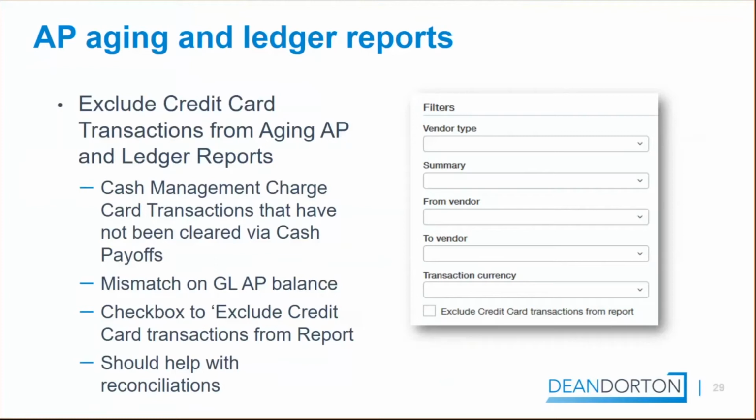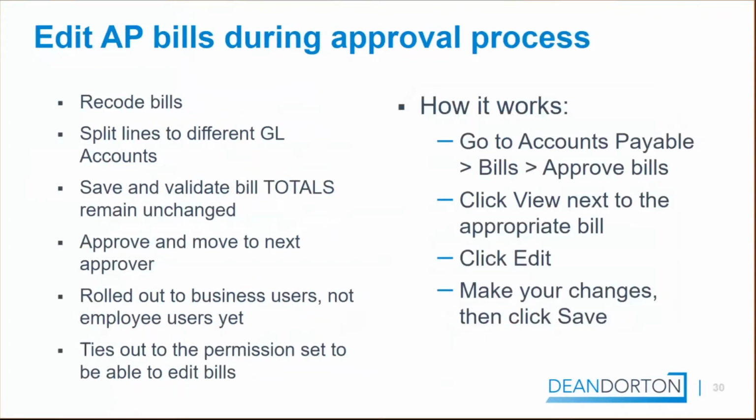Well, now we don't have to do that because Intacct has rolled out a checkbox that says exclude credit card transactions from that report. So when you do that, anything that's happening from charge card transactions that have not been cleared via charge payoffs will not be on your report, and your aging will tie to your TB. We've also released the ability to edit AP bills during the approval process.